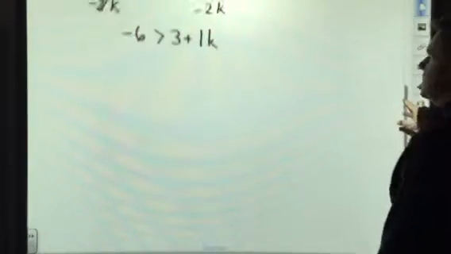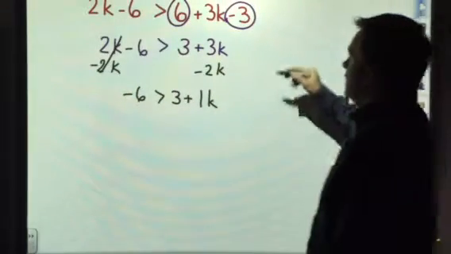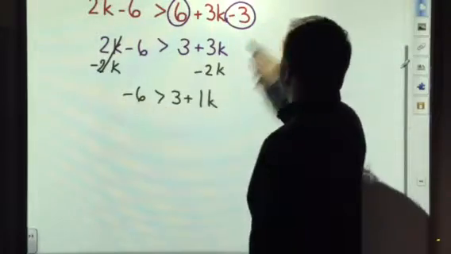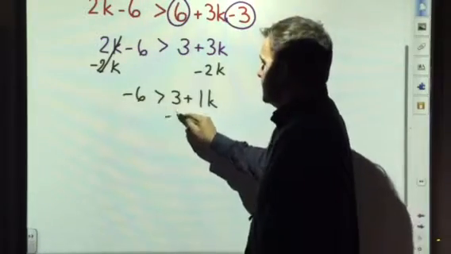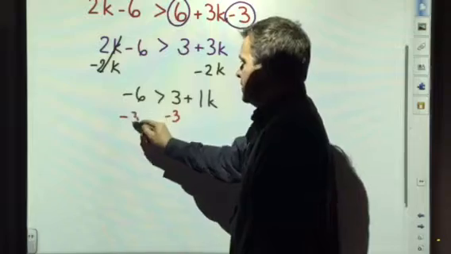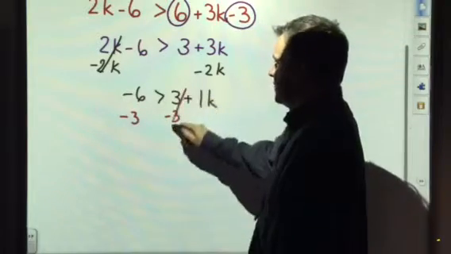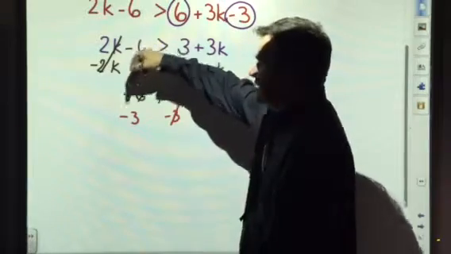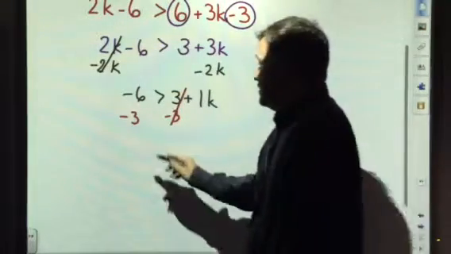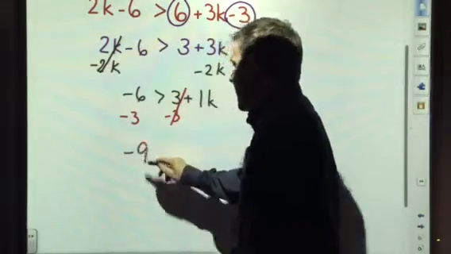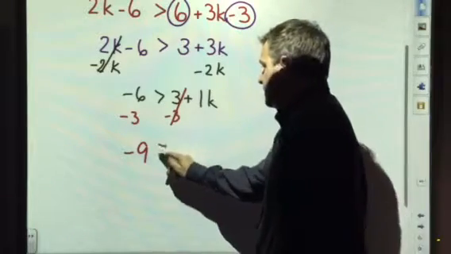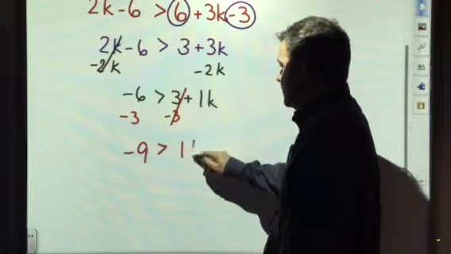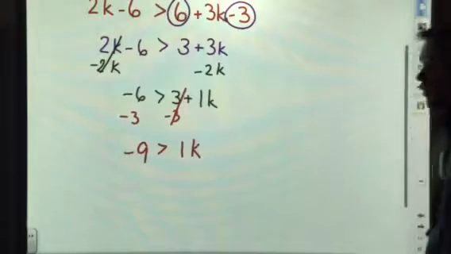Still have a couple more steps to solve this. Need to bring this 3 over to the other side. Minus 3, minus 3. These 3's will cancel out. I have negative 6, and then I have 3 more negatives. So it's going to give me a total of negative 9 is greater than 1k. There we go. Done deal.